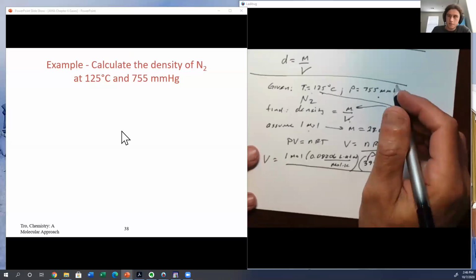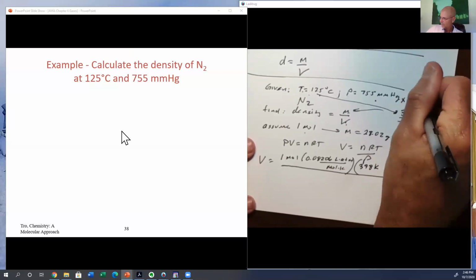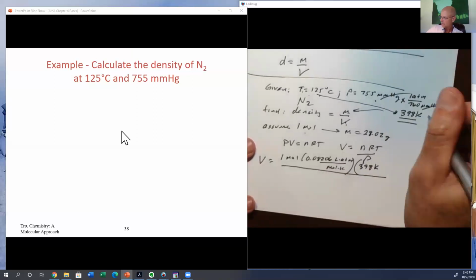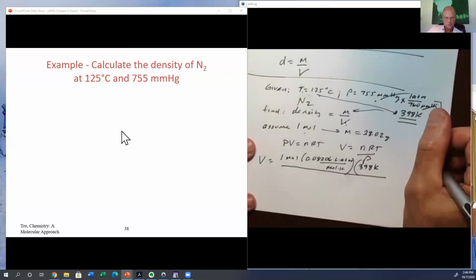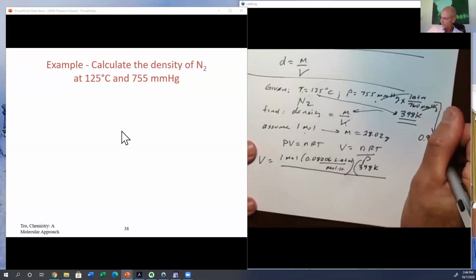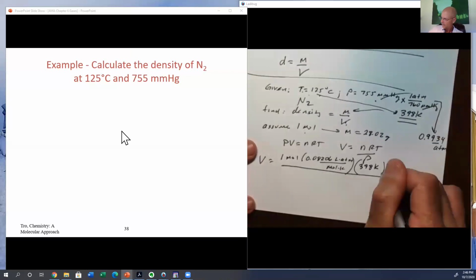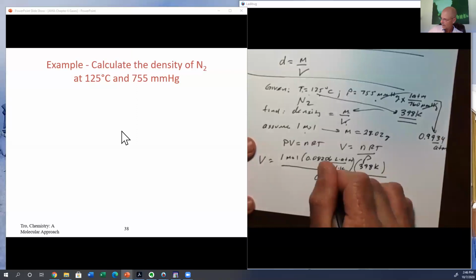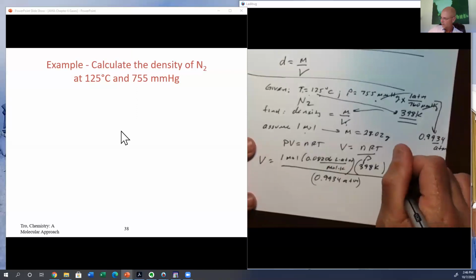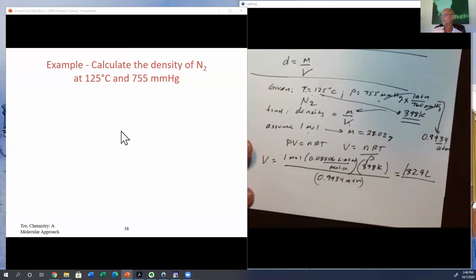So I have to convert the pressure, times 1 ATM over 760 millimeters of mercury. That's going to cancel, and my pressure is 0.9934 atmospheres, right? So I'm going to divide all this by 0.9934 atmospheres, and that's going to give me my volume, 32.9 liters. Okay.